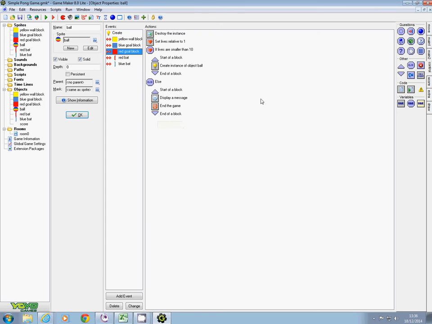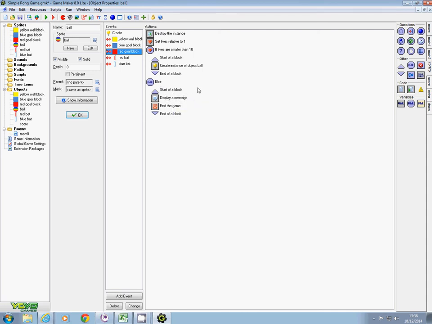So what I'm saying is I'm asking a question, and the answer to the question is yes or no. Are the number of lives, in other words, is the red score less than 10? Yes, keep on playing and put the ball back in the middle. No, which means that it is 10, put the message up that red wins, and then end the game.